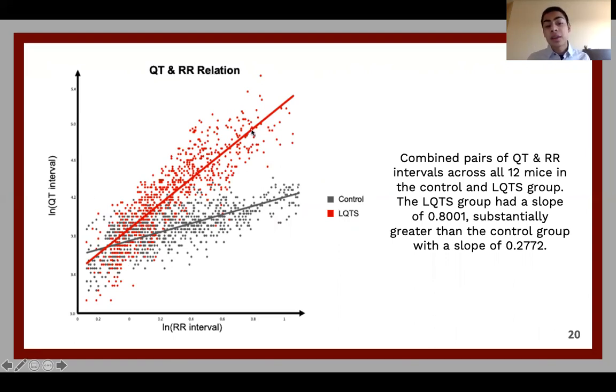And so the red line right here is the long QT syndrome group, and the gray line is the control group. So you can see there was a substantial difference in the slopes. The long QT syndrome group had a much steeper slope of about 0.8 versus the control group with a slope of about 0.2772.